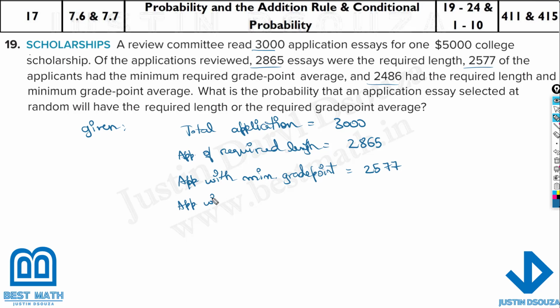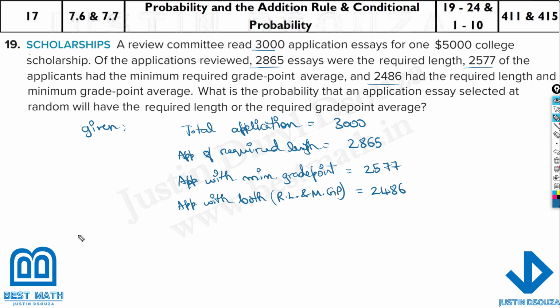Applications with both. But you need to write what does both mean? Required length and minimum grade points. In the exam, write applications with both required length and minimum grade points, which is 2,486. So this is all given. Now, what is the probability that an application essay selected at random will have the required length or required grade point? Here you can see this is the addition rule because or is mentioned.